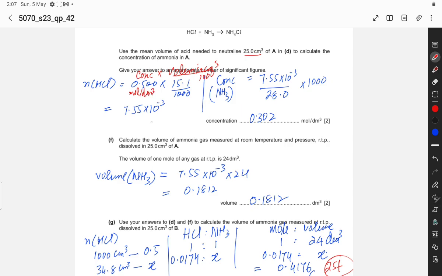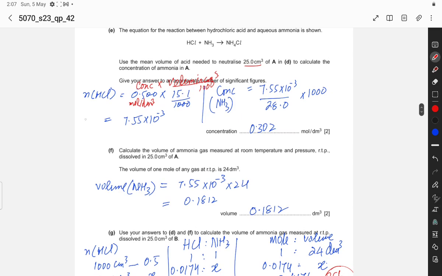By calculating this value we have 7.55 × 10^-3. So this is the moles of HCl. We have a 1:1 ratio between HCl and ammonia. So if the moles of HCl is 7.55 × 10^-3, we get the same moles of ammonia. So the moles of ammonia is 7.55 × 10^-3.